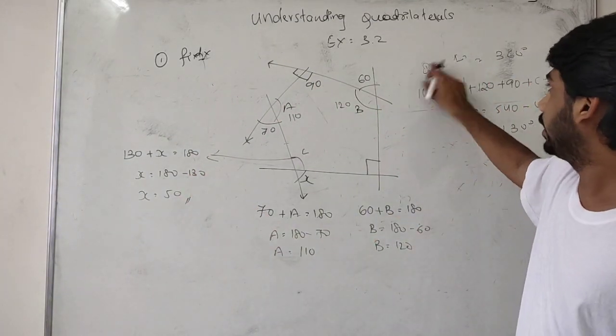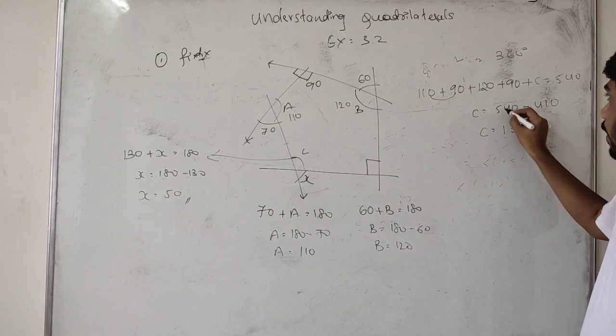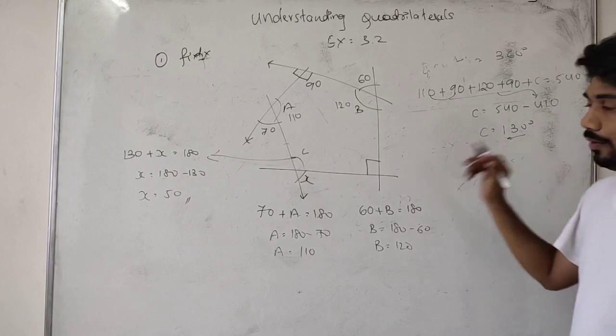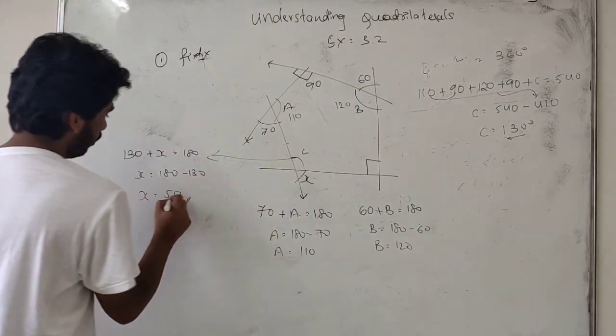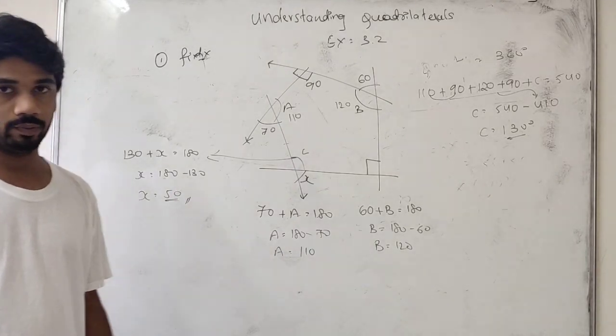It is a pentagon, not a quadrilateral. For a pentagon the sum is 540. When we add these we get 410. After subtracting we get 130. After coming here we will get x is equal to 50. Okay students, got it? Please note it down and go to the next problem.